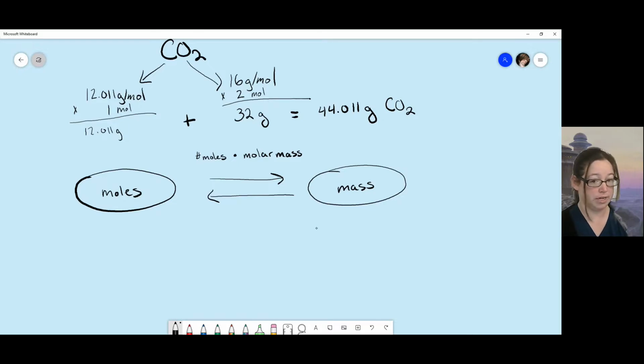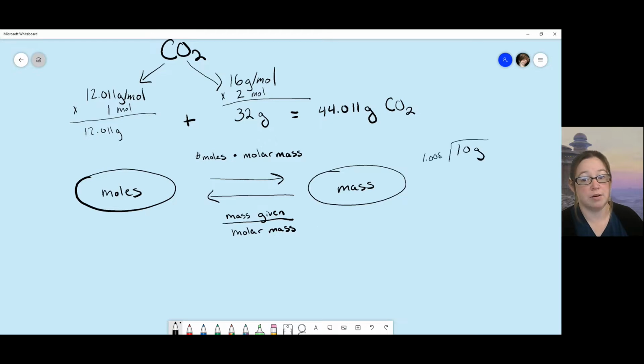If we go from mass to moles, you're going to take your mass that you're given, however much it says that you have, and you're going to divide it by the molar mass. And that'll give you the number of moles. So if you have 10 grams of hydrogen, right? You're going to take your 10 grams, divide it by 1.008 grams per mole, and you're going to have like 9 and some change moles. 9.8.